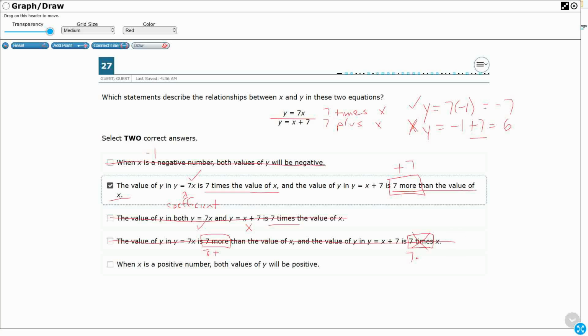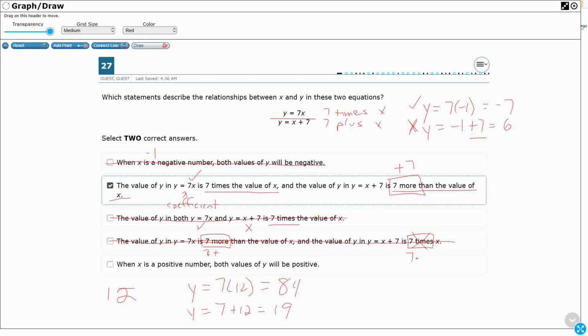All right, so let's hope that the answer is our final one because we still need a second correct answer. When x is a positive number, both values of y will be positive. Kind of like what we did on this first one. So let's try 12. Okay. So y equals 7 times 12. So what's that going to be? 84. And then y equals 7 plus 12, and that's going to be 19.